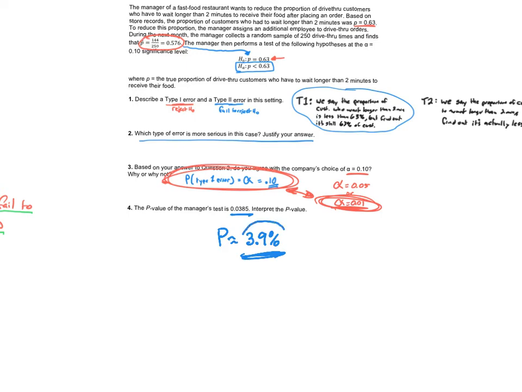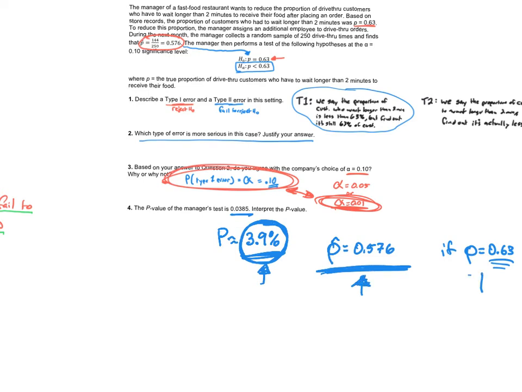But there is a 3.9% chance of getting a sample with a p-hat value of 0.576, 3.9% of getting this sample or more extreme if the proportion is actually 63%. Okay, so there's a 3.9% chance of getting the sample that I got or more extreme if this is true. So what does that mean? That's not very often, right? That 3.9%.